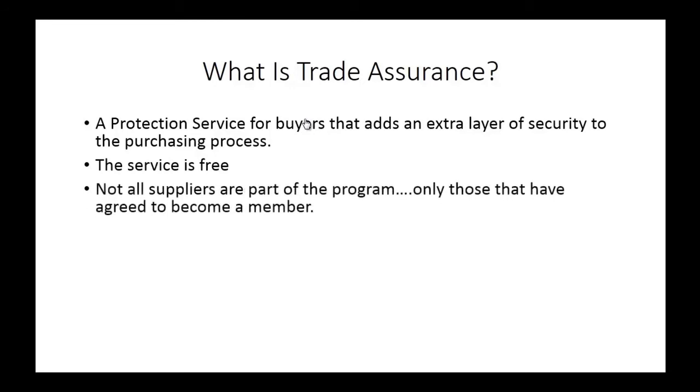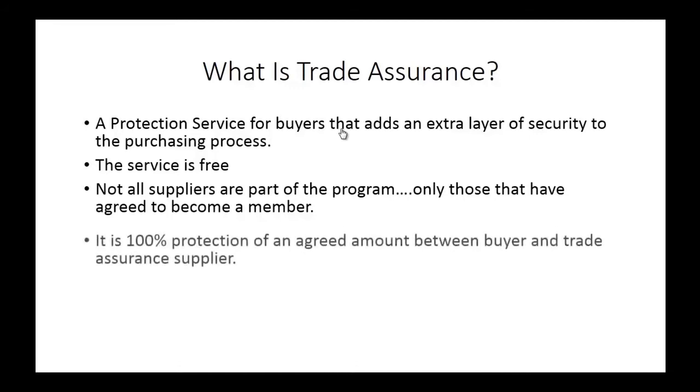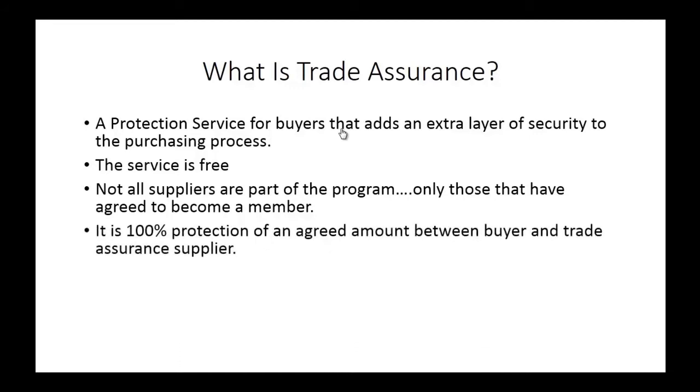Now, the good thing is that not all suppliers are going to be part of the program. So you will be able to find good suppliers by simply sorting out and looking for those that are part of the Trade Assurance program. You'll find out why as we begin to talk about this special program. What it offers is 100% protection of an agreed amount between the buyer and the Trade Assurance supplier. And so you will then be protected for a specific amount decided up front.